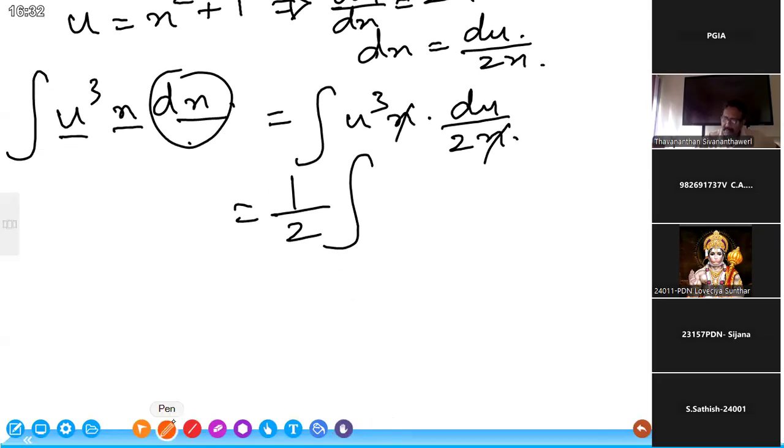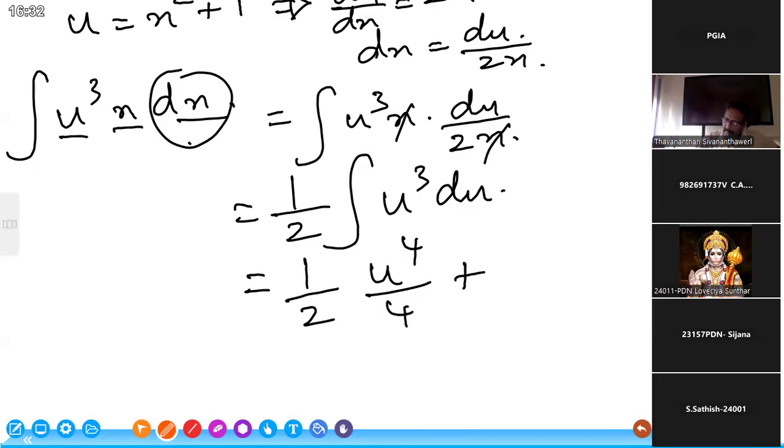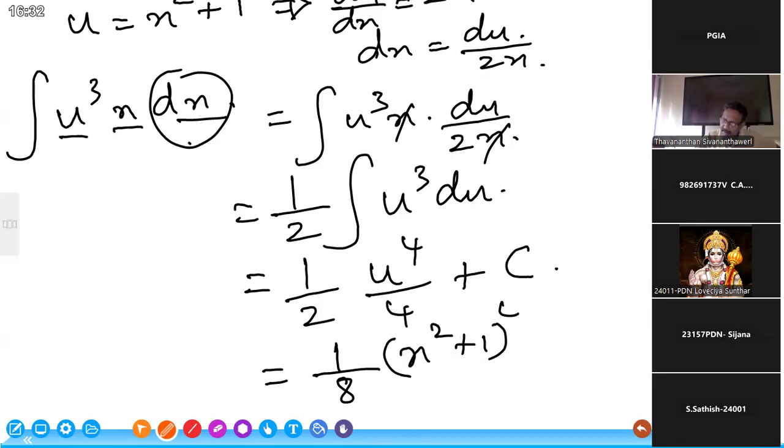That is equal half into integral u to the power 3 du. So that is equal half into u to the power 4 by 4 plus c. We know that u to the power 4, we set u is equal x square plus 1, so that we could say x square plus 1 to the power 4 plus c, so that is what final answer.